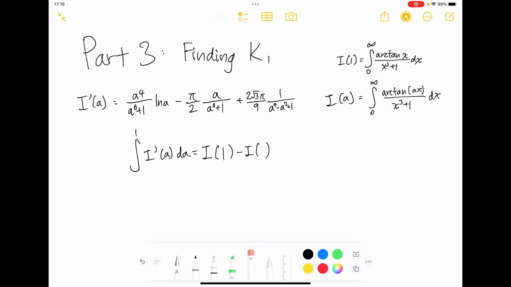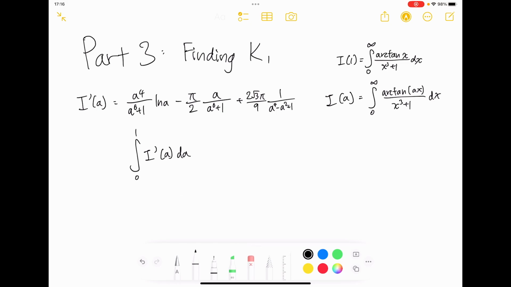So I of 0, and this integral from 0 to 1, and I of 0 is 0, so this is just I of 1. And this is what we are going to solve in the next two parts. Well, this part and the next part. And yeah, let's get started.